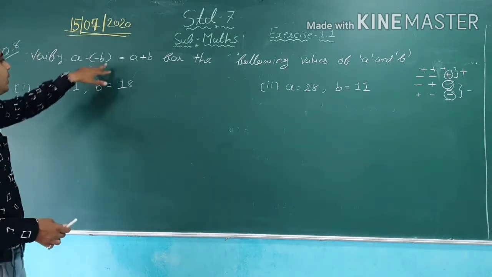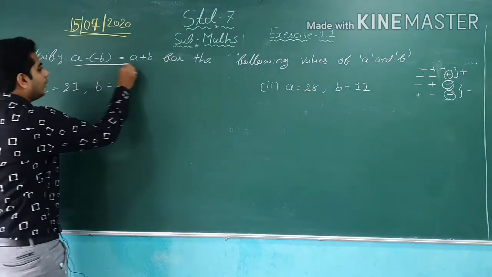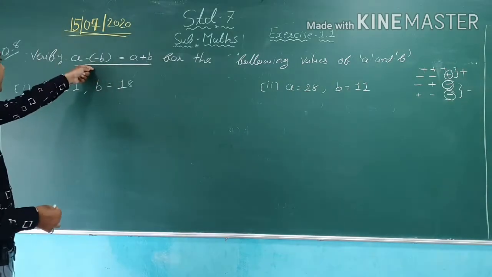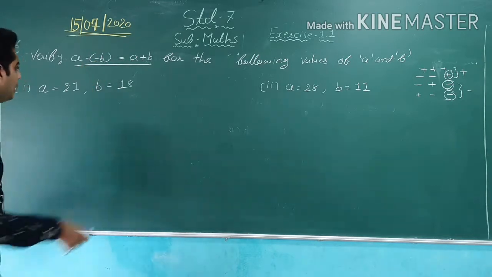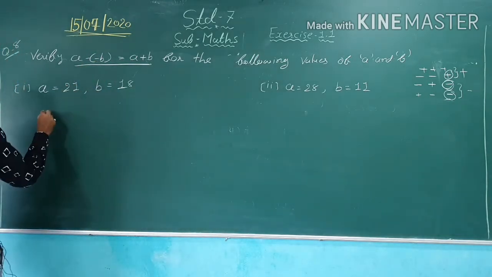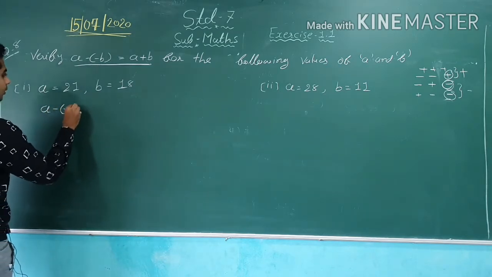We have to put this value in this equation and we have to find out whether the left hand side is equal to the right hand side or not, that we have to prove. So let's take the first one. First of all I'll write this equation that is given in the book.